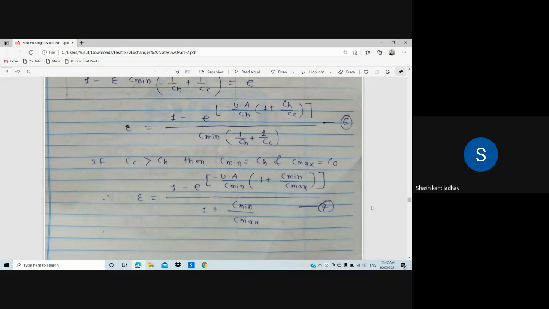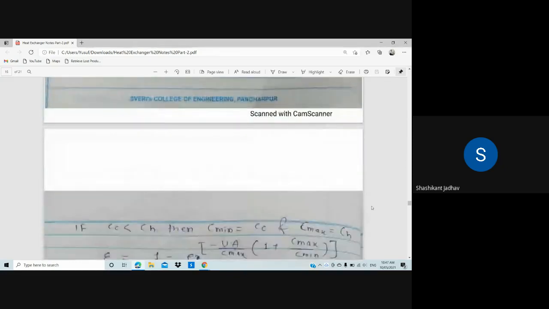इक्वेशन नंबर 6 मध्ये जर बघितलं, सी मिनिमम इंटू ब्रॅकेट 1 अपॉन सी एच प्लस 1 अपॉन सी सी आहे. 1 अपॉन सी एच म्हणजे काय असणार, 1 अपॉन सी मिनिमम प्लस 1 अपॉन सी मॅक्झिमम. म्हणजे सी मिनिमम जर बाहेर घेतला, कॉमन घेतला तर ब्रॅकेटच्या बाहेरचं सी मिनिमम कॅन्सल होणार, म्हणजे काय होणार आहे 1 प्लस सी मिनिमम अपॉन सी मॅक्झिमम. किंवा सी मिनिमम त्या इक्वेशन मध्ये जर मल्टिप्लाय केलं तुम्ही तर 1 अपॉन सी मिनिमम म्हणजे सी मिनिमम अपॉन सी मिनिमम म्हणजे 1 झालं, प्लस सी मिनिमम इंटू 1 अपॉन सी सी, सी सी म्हणजे सी मॅक्स म्हणजे सी मिनिमम अपॉन सी मॅक्स.